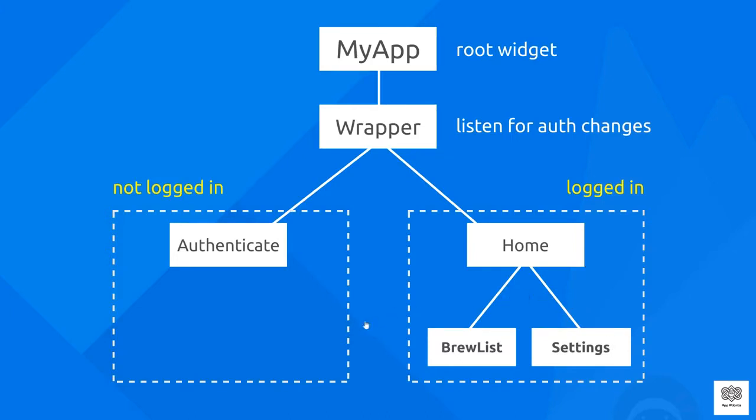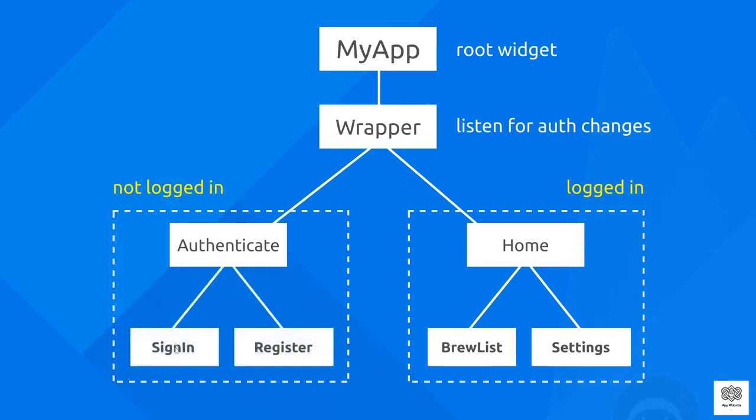Now on the other side, when a user is not logged in, we're going to show this authenticate widget, and nested inside that, we're going to show one of two widgets, either a sign in widget where they can sign in or a register widget. Now we're only going to show one at a time, and a user should be able to switch between these two things so they can either sign in or register.